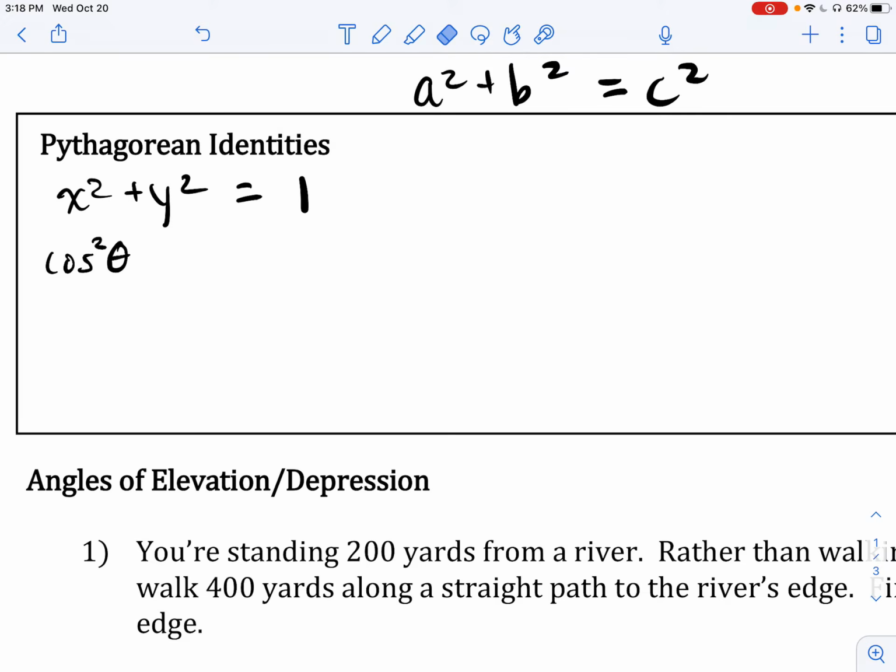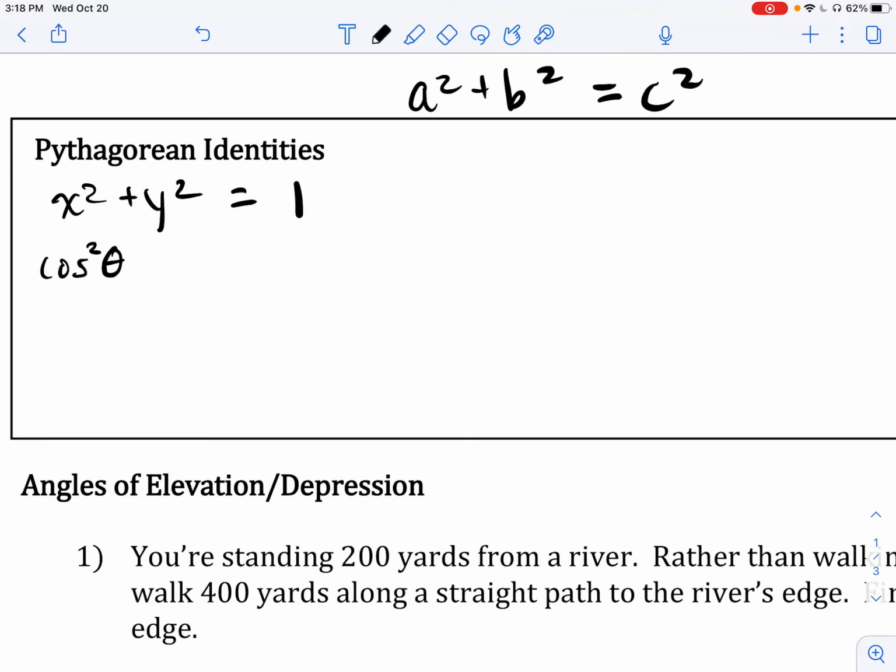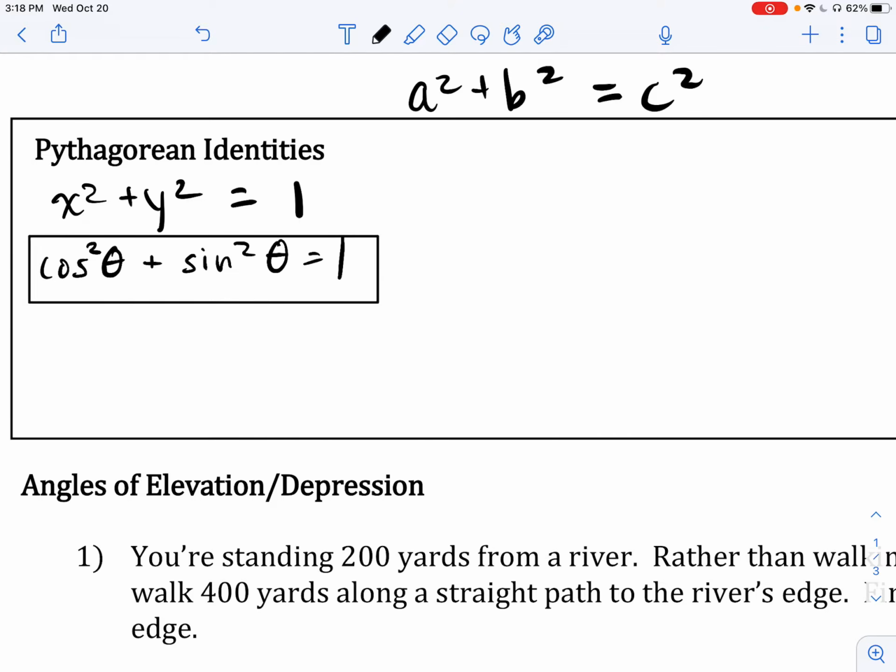So we replaced x with cosine theta, which allows us to write cosine theta squared as cosine squared theta. And we know that y is equivalent to sine of theta, so we can then say this is sine squared theta. And so this is our Pythagorean identity for trigonometric functions: cosine squared theta plus sine squared theta is equal to 1. And again, what makes this an identity is that this equation is going to be true for any value of theta. For any angle that we plug in, this statement is true.